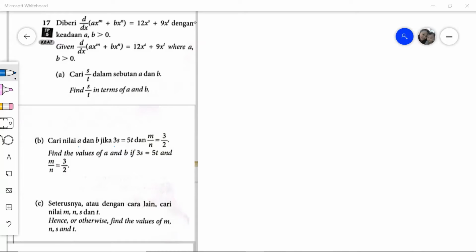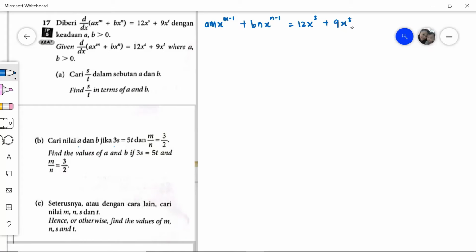So we have a x^m. After differentiating, we have am x^(m-1) plus bn x^(n-1) equivalent to 12 x^s plus 9 x^t. Now for this, we have to agree that the first term on the left is equivalent to the first term on the right, and the second term on the left is equivalent to the second term on the right.